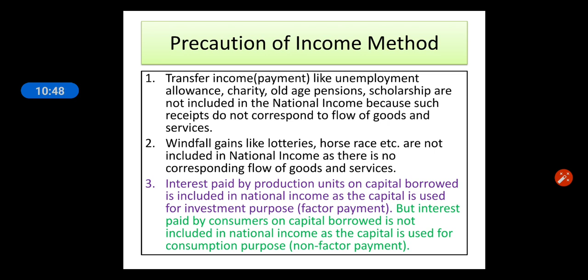Number two, we have windfall gain, like winning lotteries or winning a horse race. They are not included in the estimation of national income as there is no corresponding flow of goods and services.